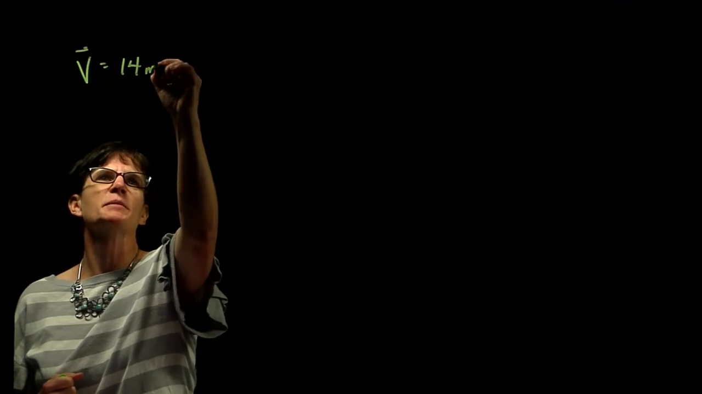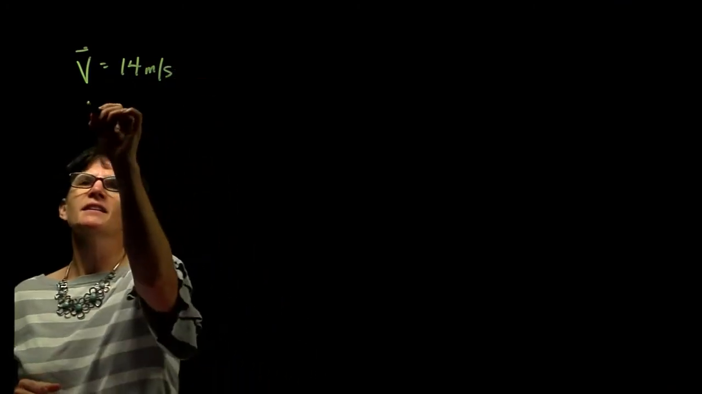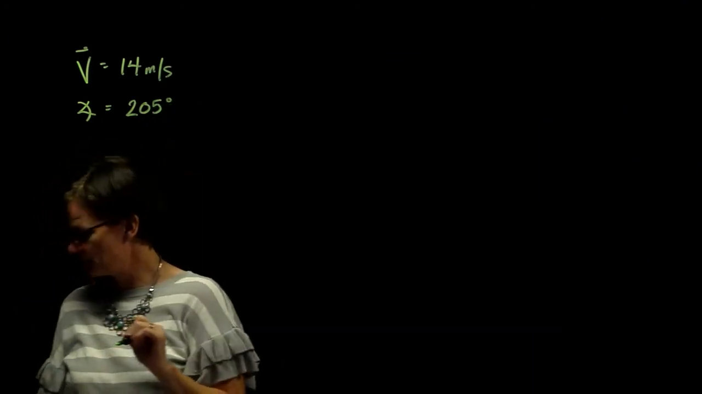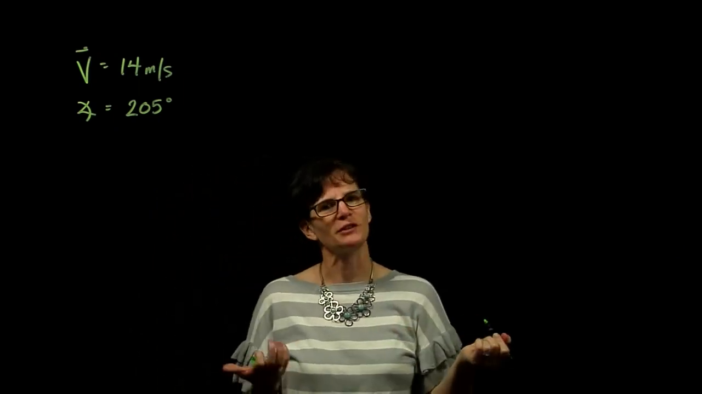It says an object's velocity has magnitude 14 meters per second. So the velocity is 14 meters per second at an angle of 205 degrees with respect to the positive x-axis. What are the horizontal and vertical velocities?